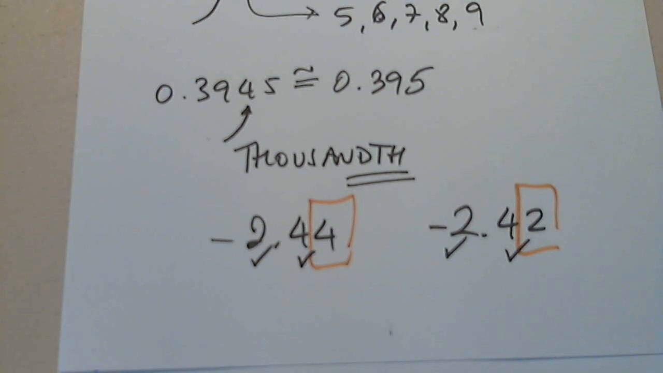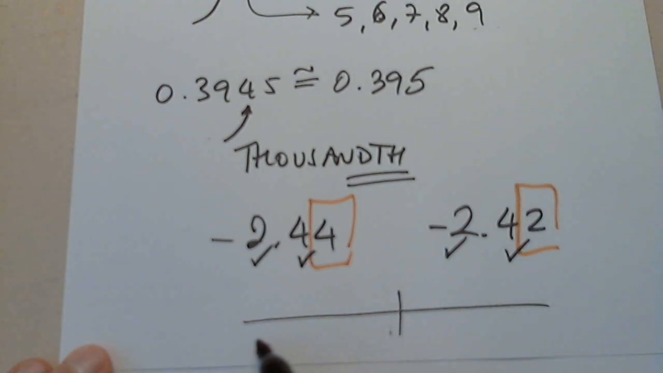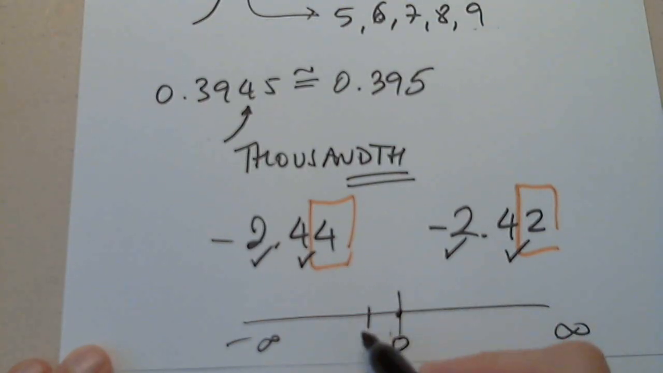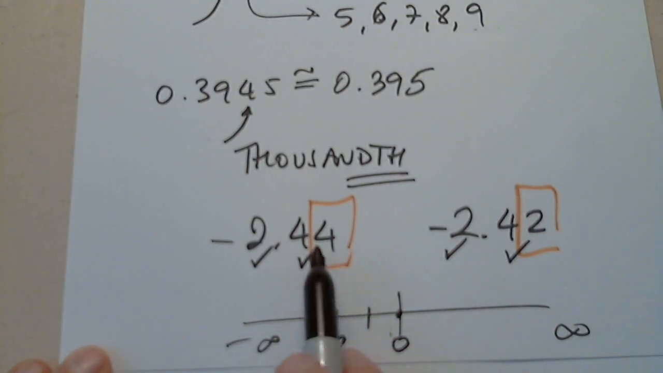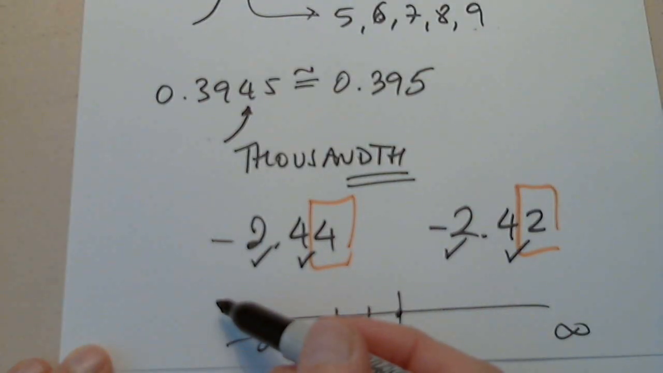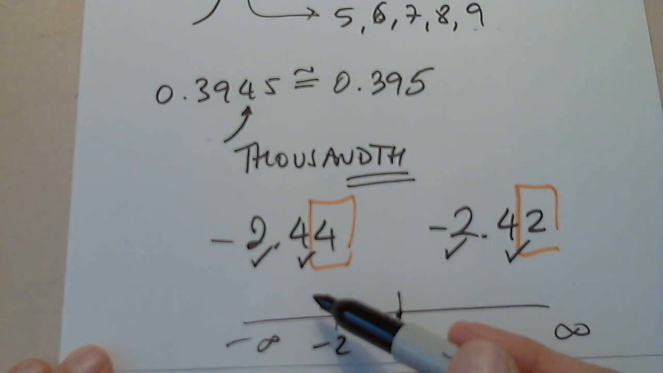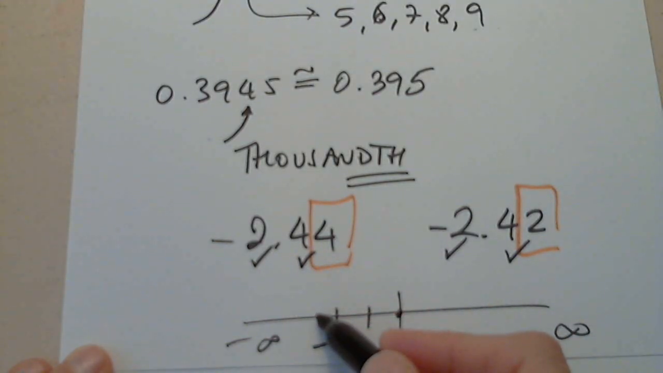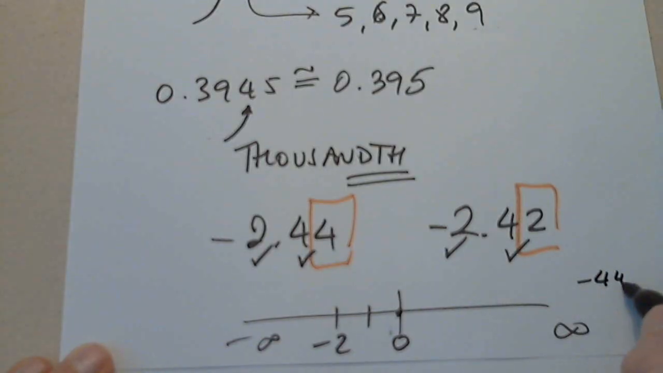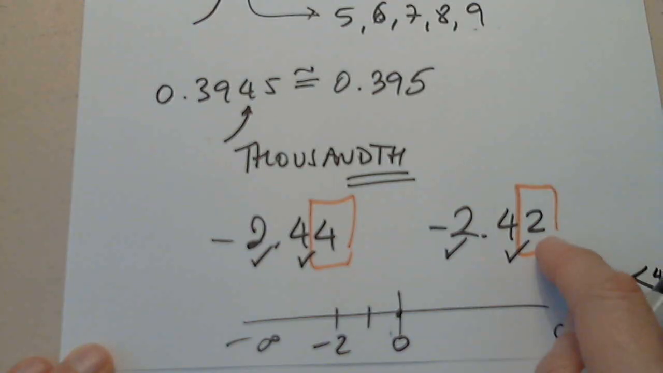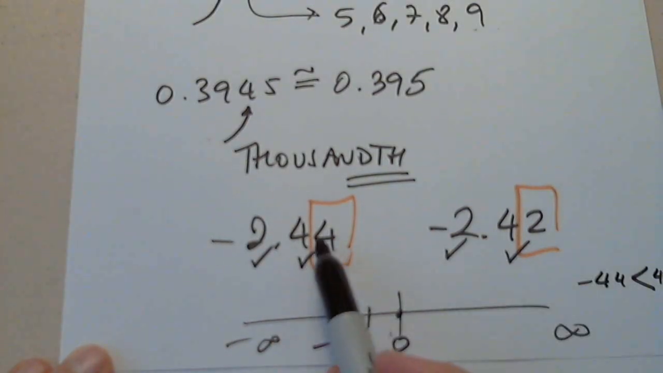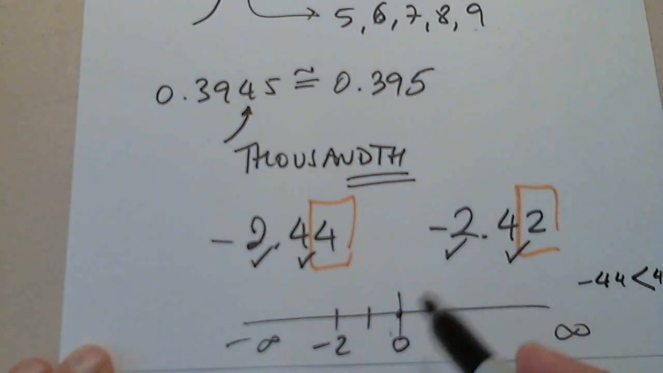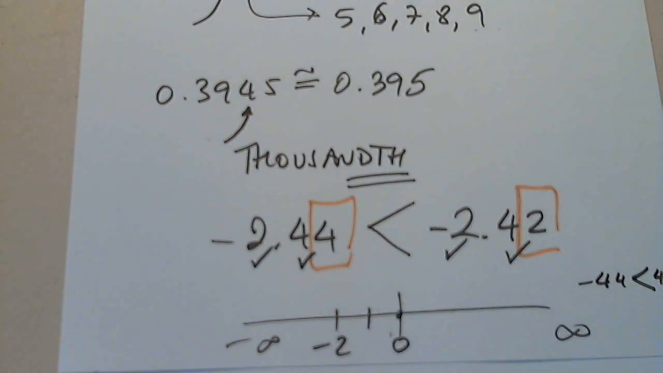And since they are negative numbers, I'm going to look at the number line. This is 0. This is -2. And then I have to go to -2.44 or -2.42. The -2.42 is the larger number because it will be to the right of -2.44, since they are negative. So this is the correct inequality symbol.